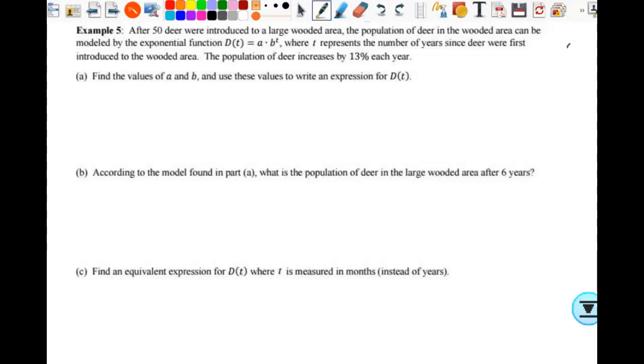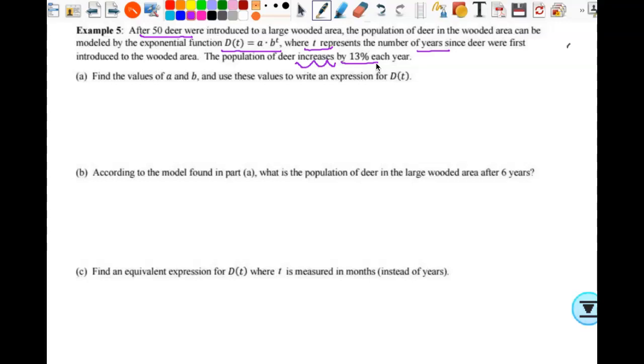Alrighty. So this says, after 50 deer were introduced to a large wooded area, so we got 50 deer were introduced, the population in the wooded area can be modeled by this exponential function. T represents the number of years since they were first introduced, and the population increases by 13% each year. Okay, that word increases, very important here. So it says find the values of A and B and use these values to write an expression for D of T.